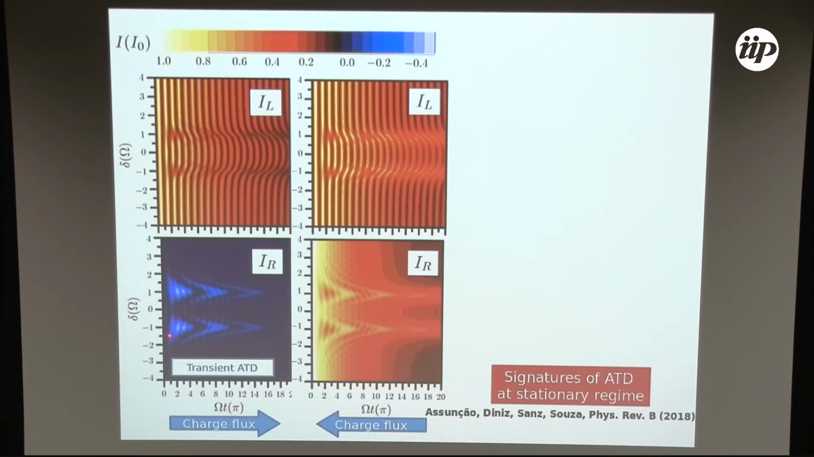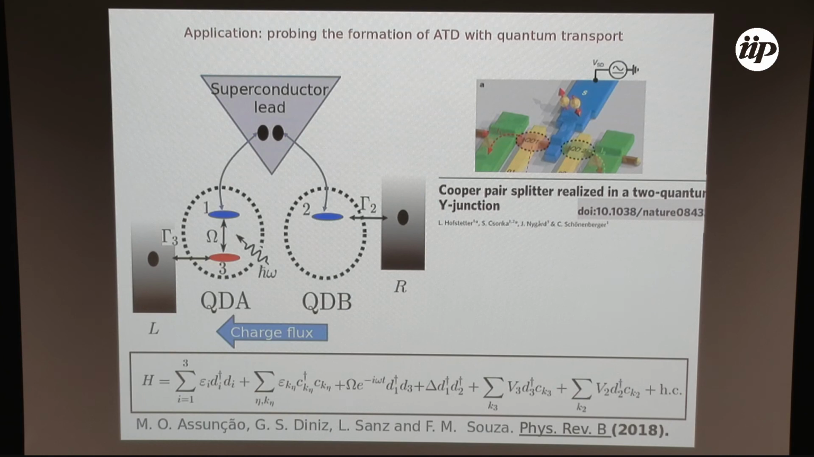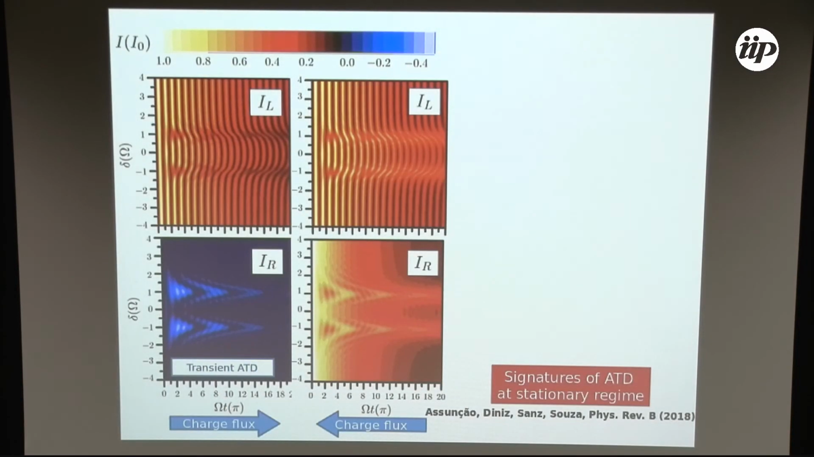Here we have the tuning. This delta means that the level in quantum dot 2 can be moved up or down using a gate. You can put an electronic gate very close to quantum dot 2, apply a gate voltage, and shift this level up or down. So this is what we are doing here: we are changing this level 2.